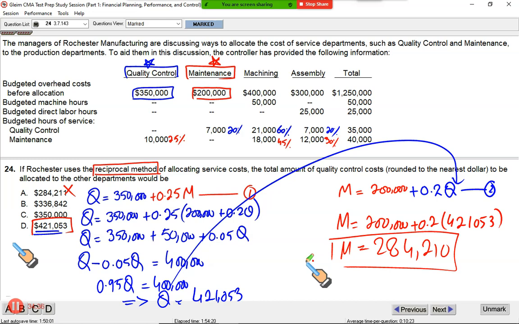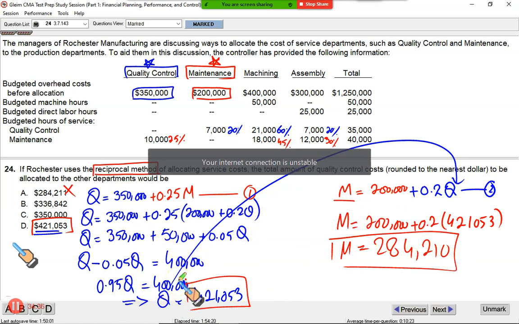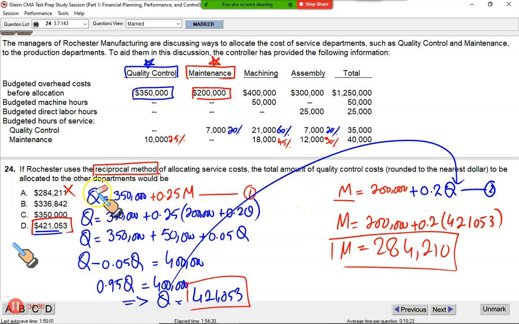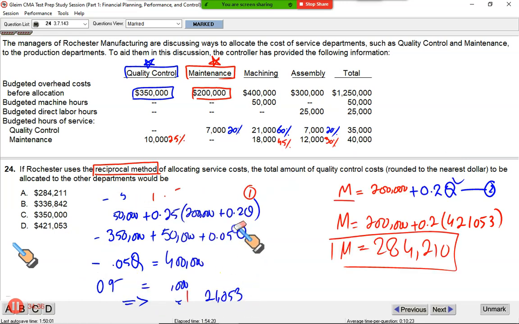We got the answer, but I would like to take it to the end. How do we do it and how do we take it to the end? Let me do that for you. I'm going to erase this all. We needed these two numbers, 421,053 and 284,211. This is for maintenance and this is for quality control. I'm going to erase this and show you what is the end point, the eventual conclusion of all this long working, and how we do the computations.